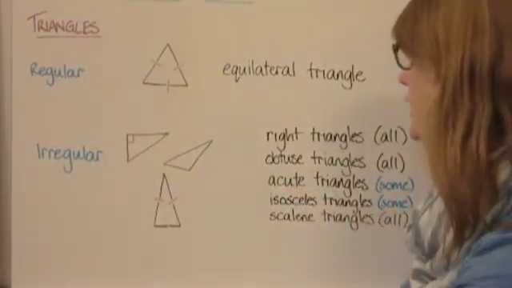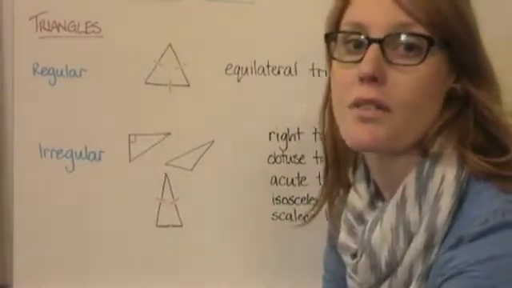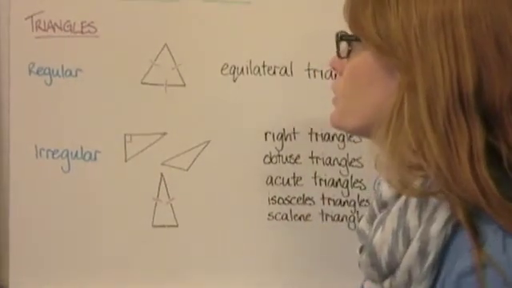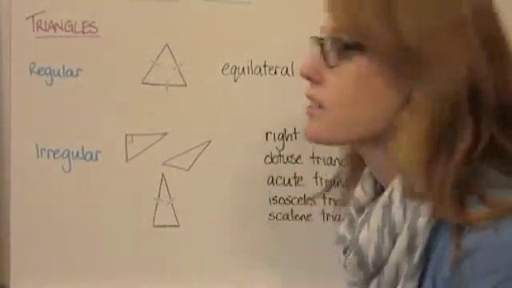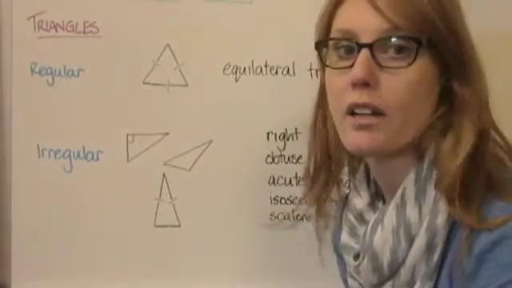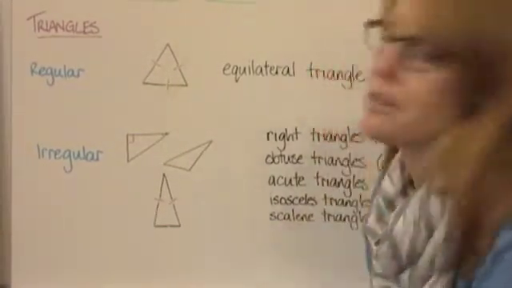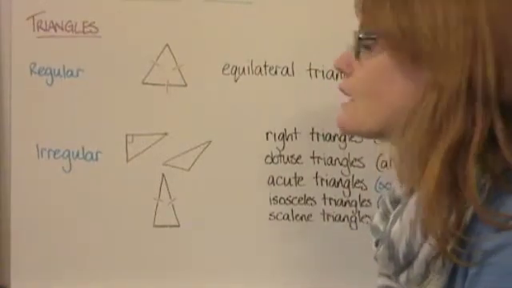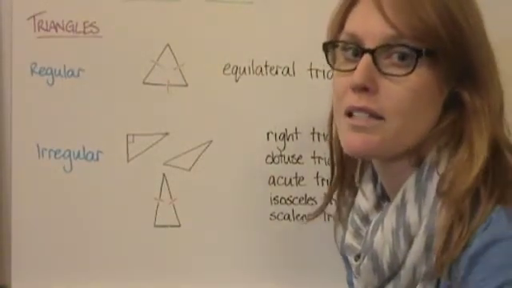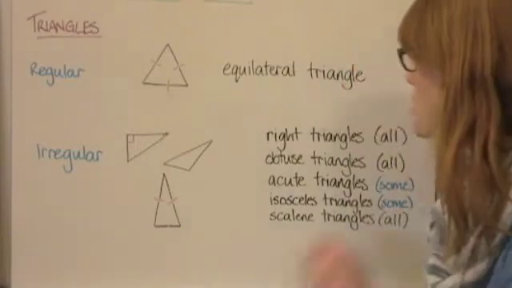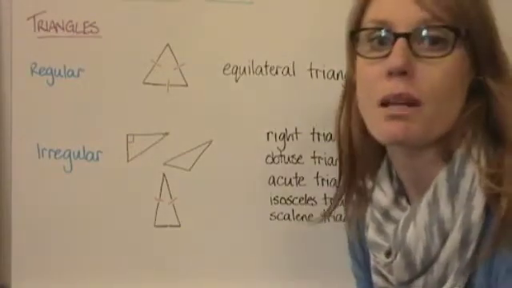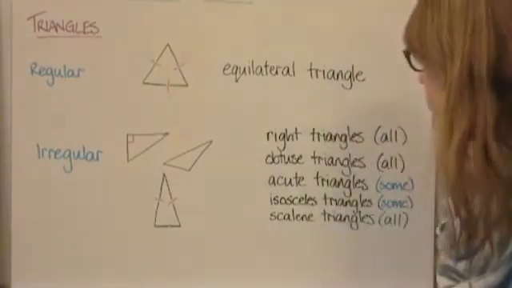Some acute triangles can be classified as irregular, but you will notice that in an equilateral triangle, the angles are all 60 degrees, and that's an acute angle. 60 degrees is an acute angle. So an equilateral triangle could also be classified as an acute triangle. So that's why only some acute triangles can be classified as irregular.